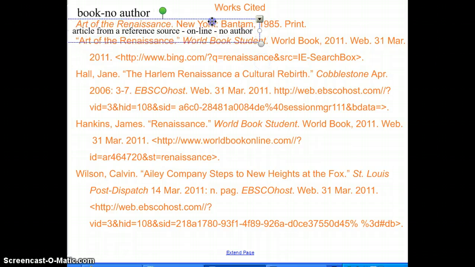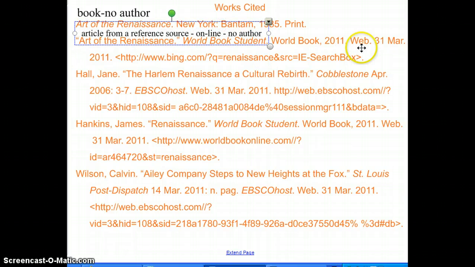And we reviewed just quickly what these dates and things mean. The 2011 after World Book tells us the publication date for World Book. And then 31 March 2011 tells when me, as the researcher, last visited the website and checked out the information.